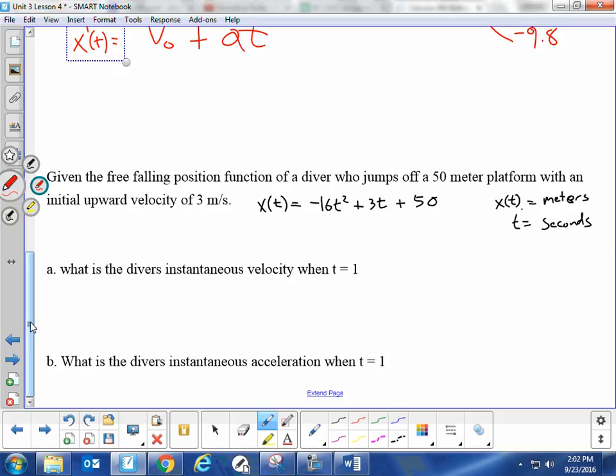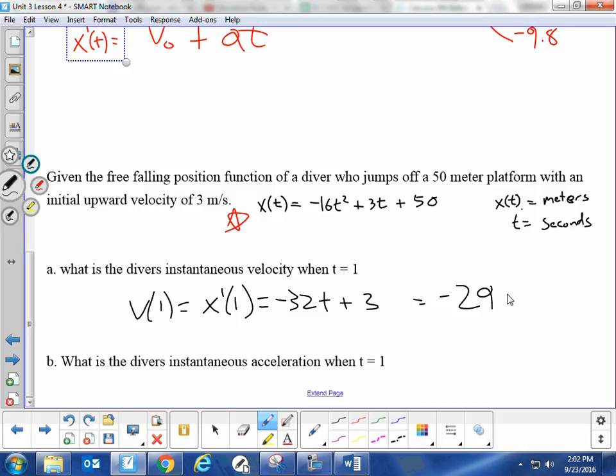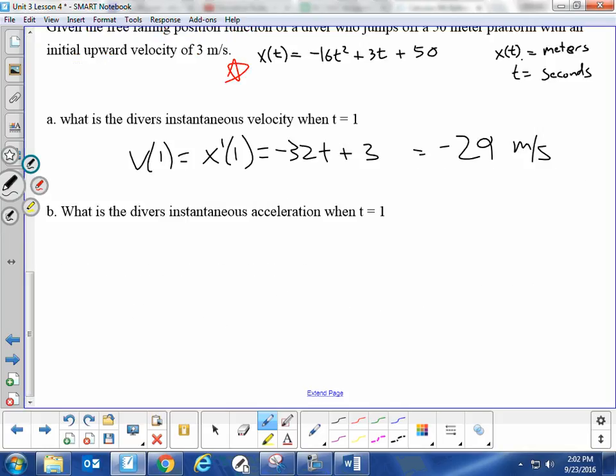You will be given situations where you're given position functions, and you'll be asked to find the instantaneous velocity, instantaneous acceleration. What is the diver's velocity when t equals 1 if its position function is just that? Well, velocity at 1 is just going to be the derivative of position at 1. The derivative of position is negative 32t plus 3. I plug in 1. It'll just be negative 32 plus 3, which is negative 29. X of t is in meters per second. This would be the change of position with respect to the change in seconds. That's how you get meters per second. Change in y over change in x.